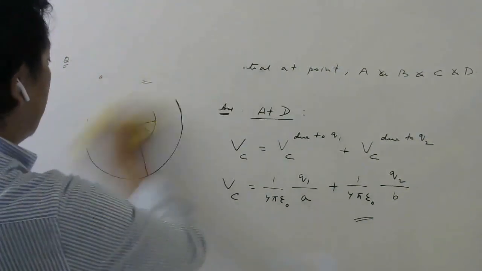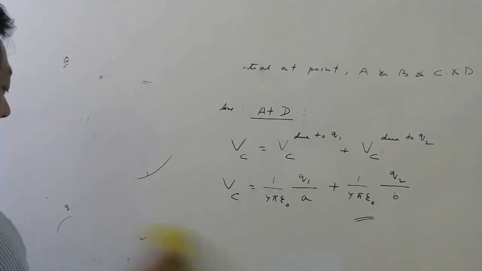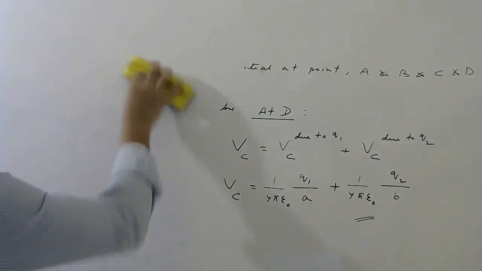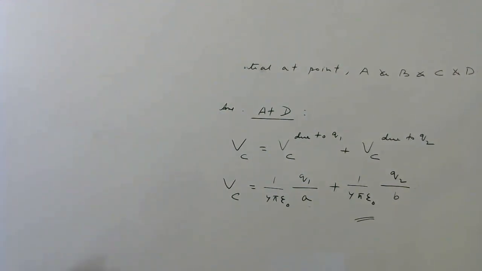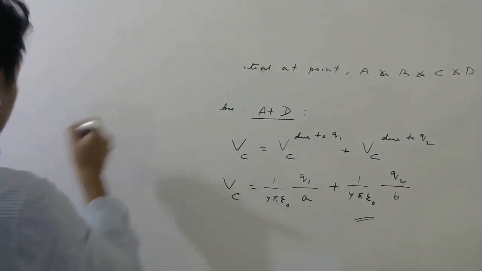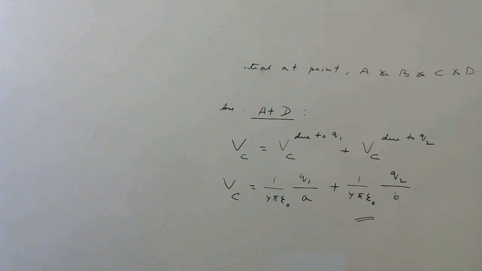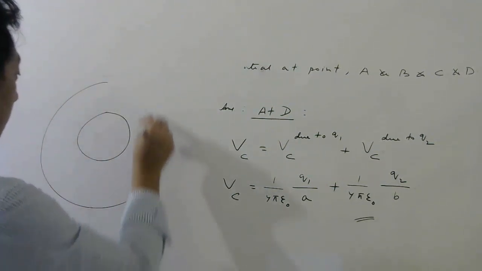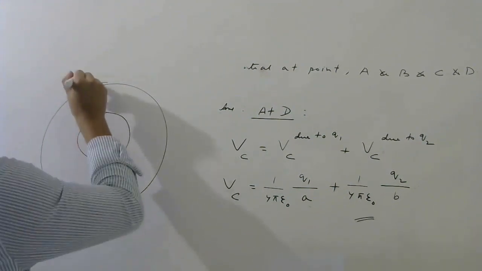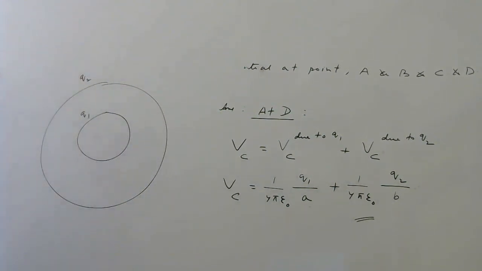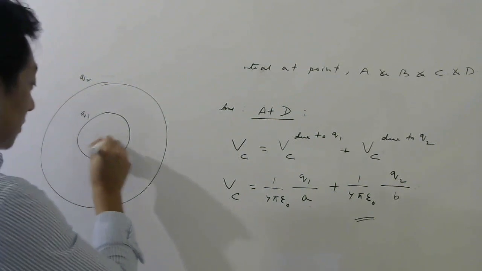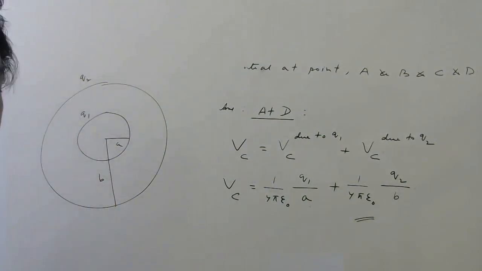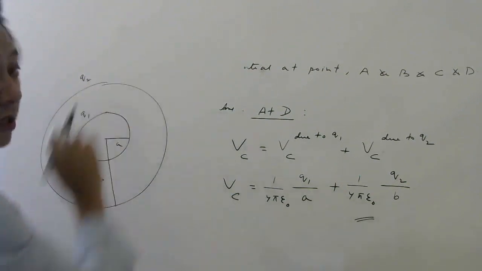Now some of you may be thinking, sir, why did you not consider the distribution of charge? For example, let me explain. Suppose I take these shells and I give charge Q1 to this one and charge Q2 to this one. This is radius A, this is radius B. Then how will the charges actually distribute on the inner surface and outer surface?